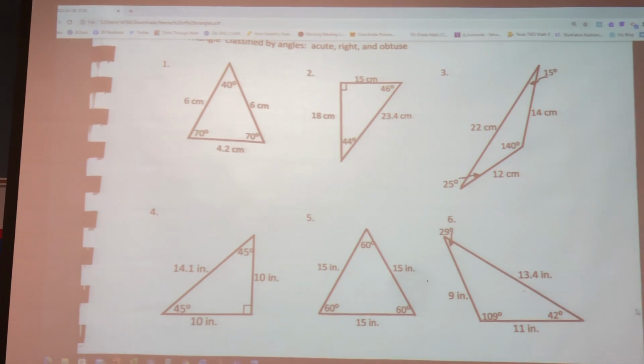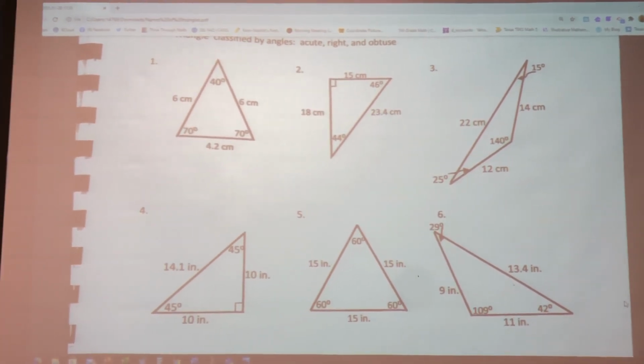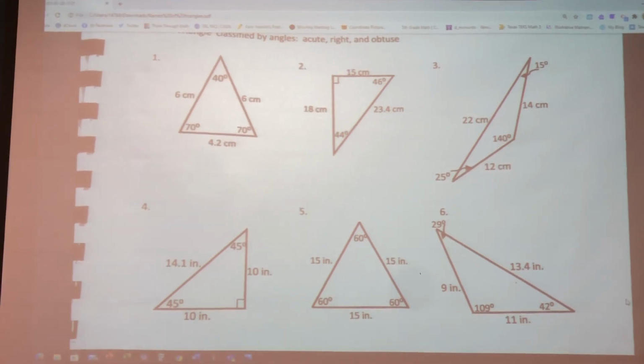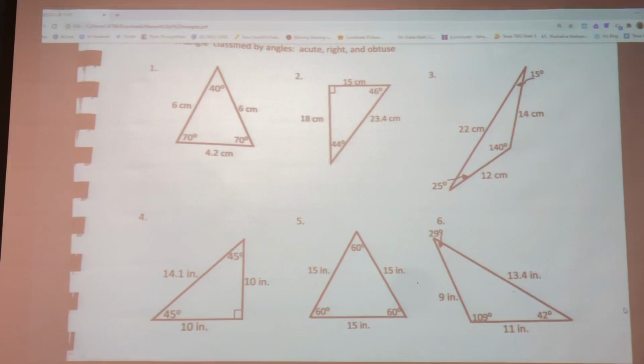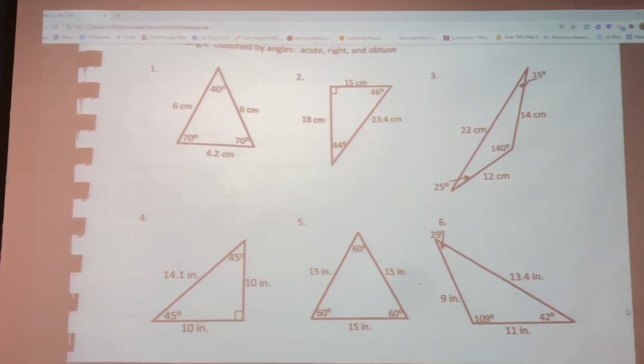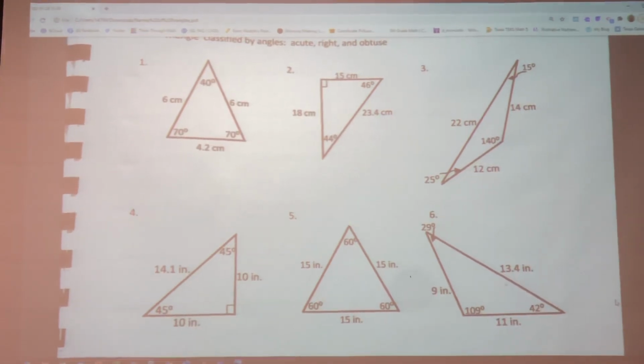Caitlin, what would you name number 2? Right scalene. A right angle, because it's got a 90-degree angle, which you can tell from that little box in the top left corner. Scalene, because none of the 3 sides have the same length.